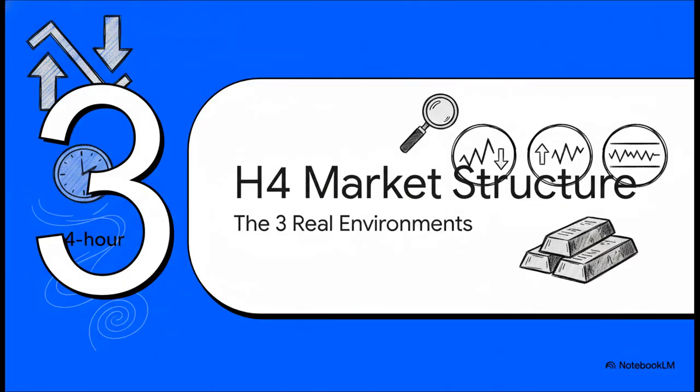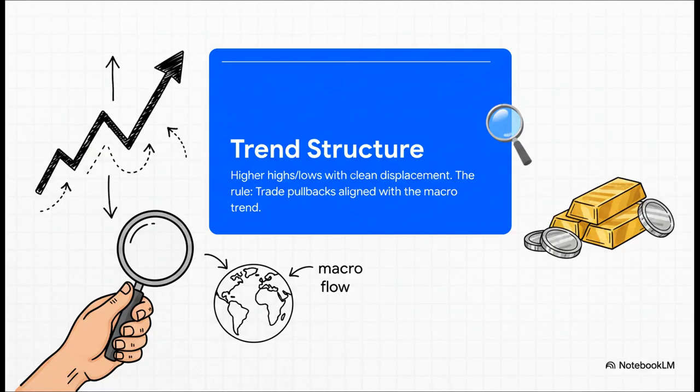Okay, so we've got our macro bias locked in. Now, and only now, do we actually turn to the charts. On the 4-hour time frame, we're looking for one of only 3 distinct market environments. That's it, just 3. Let's break them down. First up is a clean, beautiful trend. This is what it looks like when the big institutions are all on the same page, actively repricing an asset over days. You see these clean, strong moves, a clear series of higher highs and higher lows.